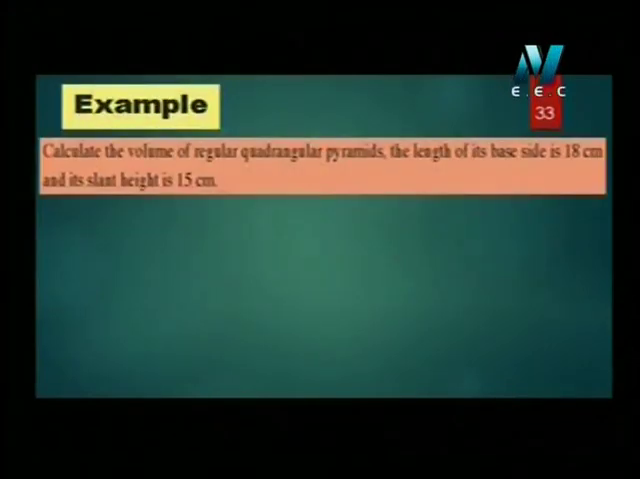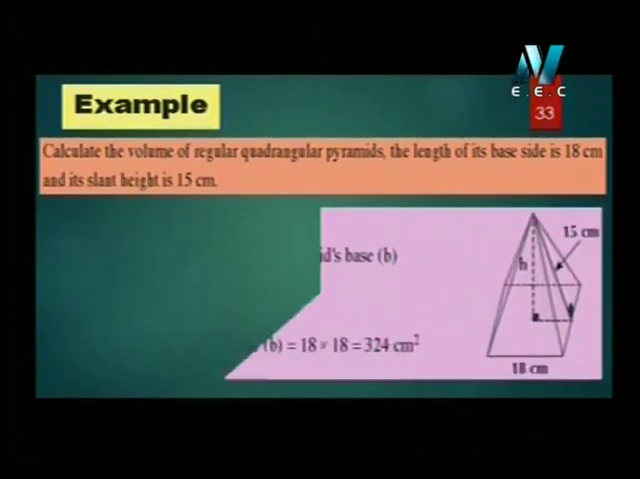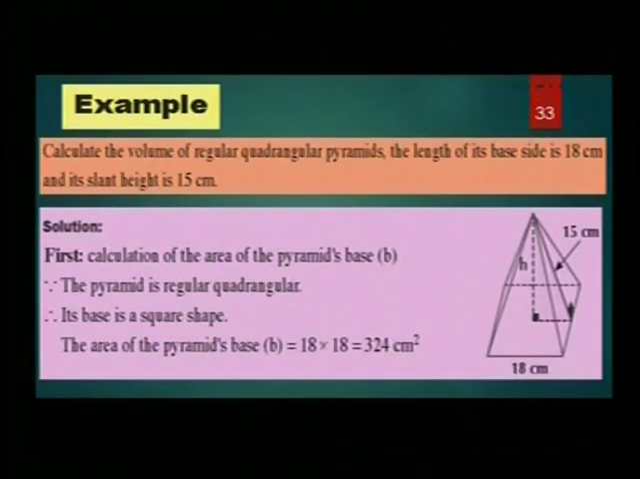Example, calculate the volume of the regular quadrangular pyramid. The length of its base side is 18 centimeter and its slant height is 15 centimeter. Look carefully at this drawing. We have here a pyramid, and we have a slant height equal to 15 centimeter, and the base equals 18, and we have the height here. We have to find the height.